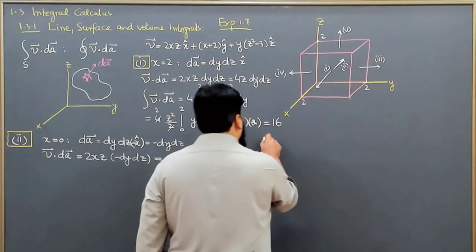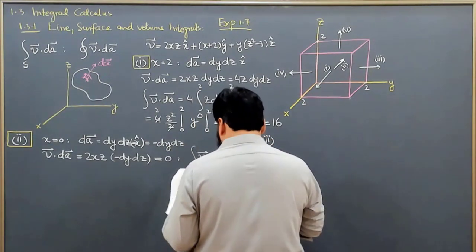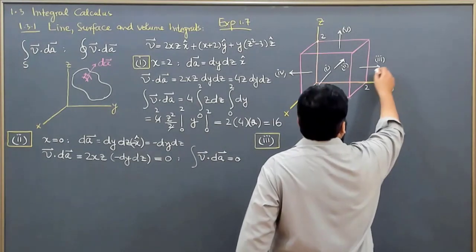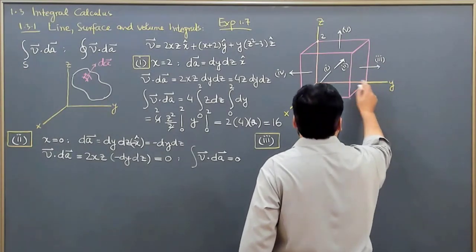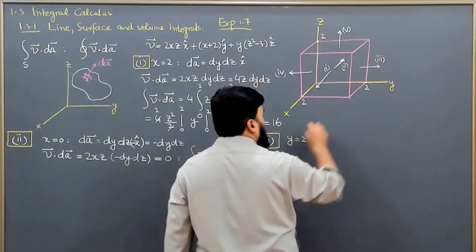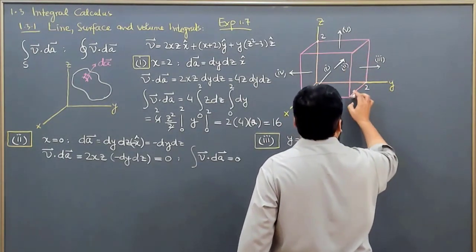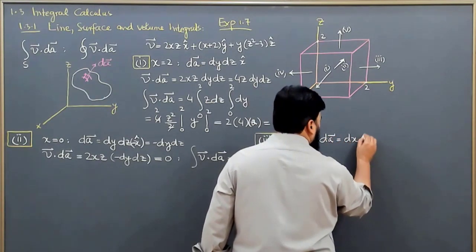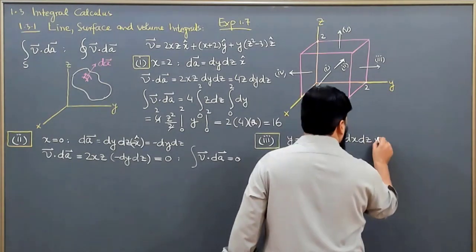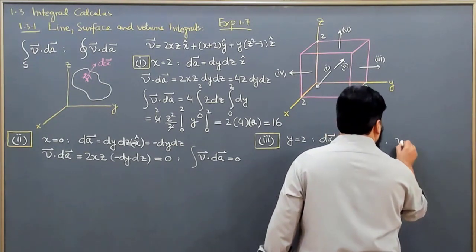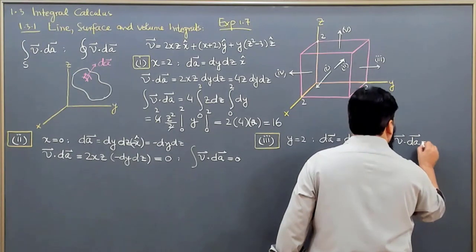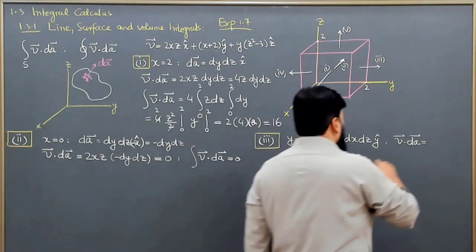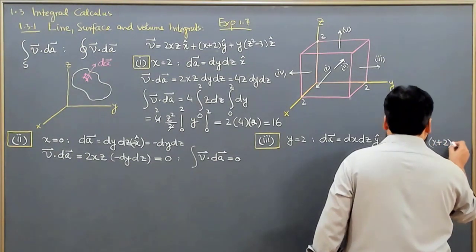Similarly, I can calculate phase 3 here, and phase 3 is the one which is along the y-axis. So when it is along the y-axis, y is equal to 2 here. For this phase, y is equal to 2, and the plane is made by the variation in x and z. So the area element dA is equal to dx dz, in the direction of y. So what about v dot dA here? Now the y component will be multiplied, so it will be equal to x plus 2 times dx dz.